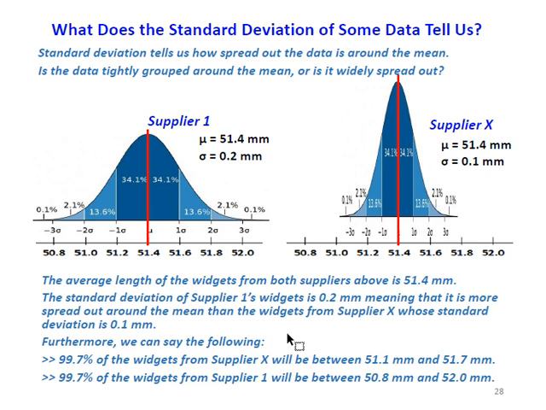So now we go back to our example problem. We're looking at the wedges and their length, which is 51.4. Let's say this is supplier 1, and supplier X is right here. The 51.4 is your mean, the average length of your wedges. The standard deviation for supplier 1's wedges is 0.2 millimeter, meaning it is more spread out around the mean than the wedges from supplier X, whose standard deviation is 0.1 millimeters. So this is tightly grouped, and then we can calculate the percentages.